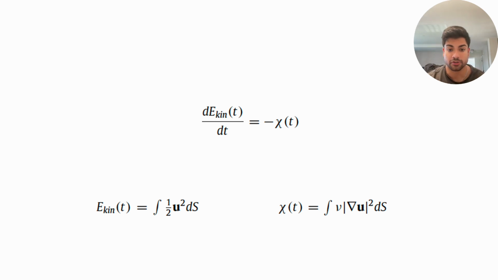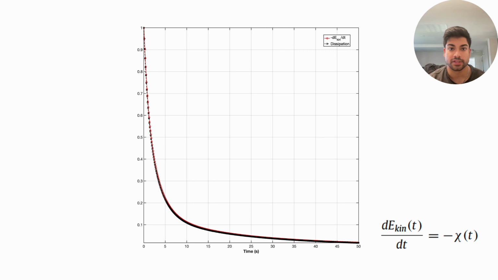For any decaying turbulence, the rate of change of energy equals the rate of dissipation, since there is no production term, and so you can get this ODE. To see if they're equal, this is how it looks, and in fact the rate of change of energy over time is equal to the rate of dissipation.